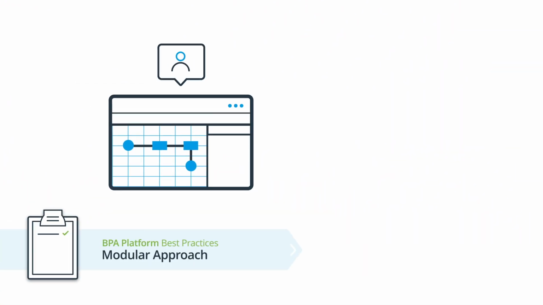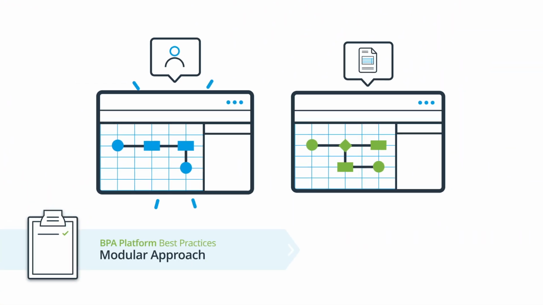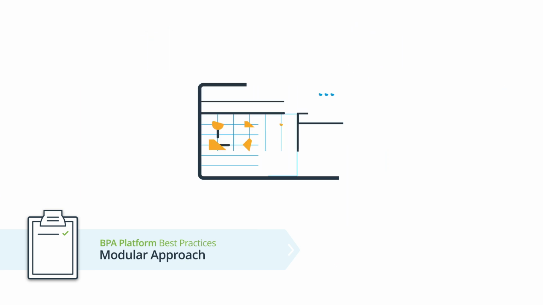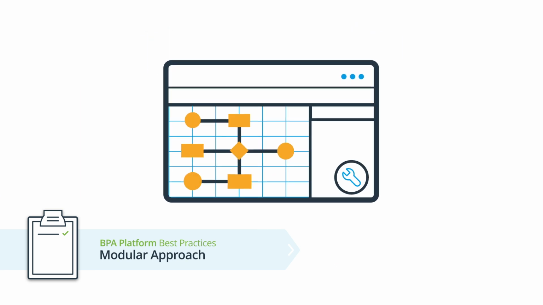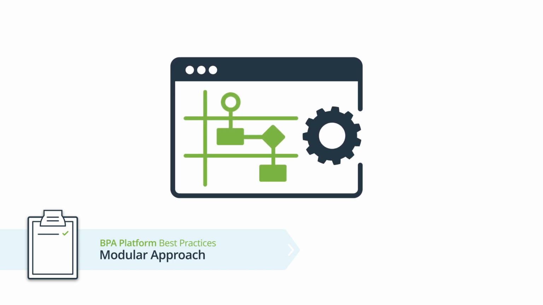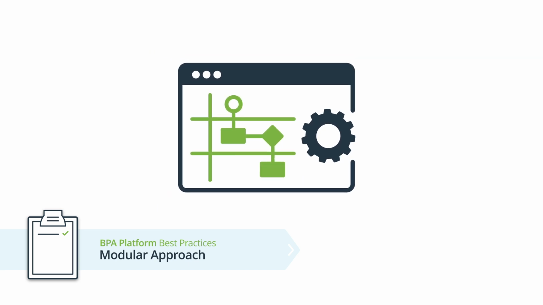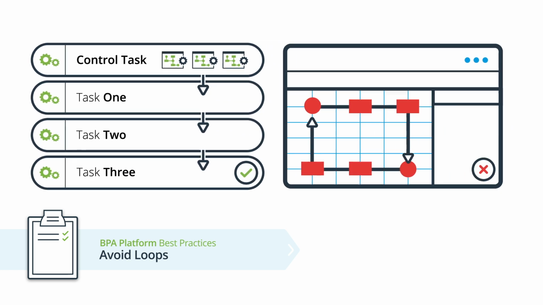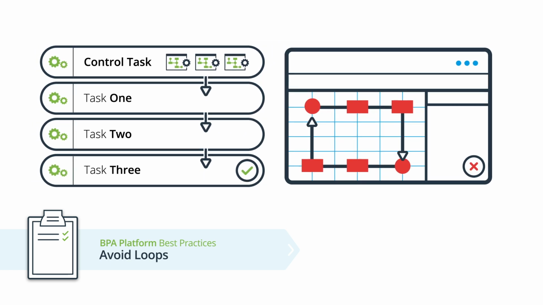Split tasks by function, for example customer and order integrations in separate tasks, and keep tasks concise and maintainable. Let BPA Platform handle record processing loops. Use call task for batch tasks instead of internal loops.